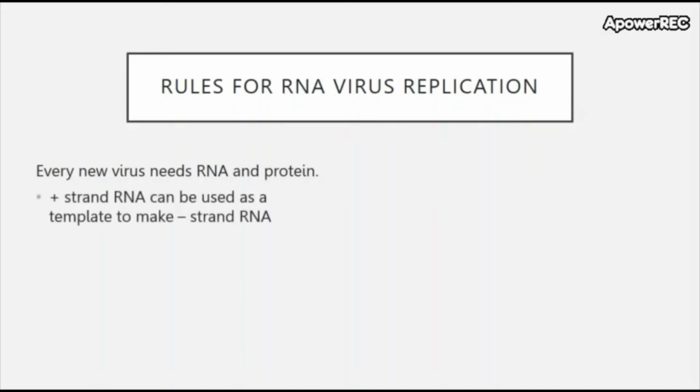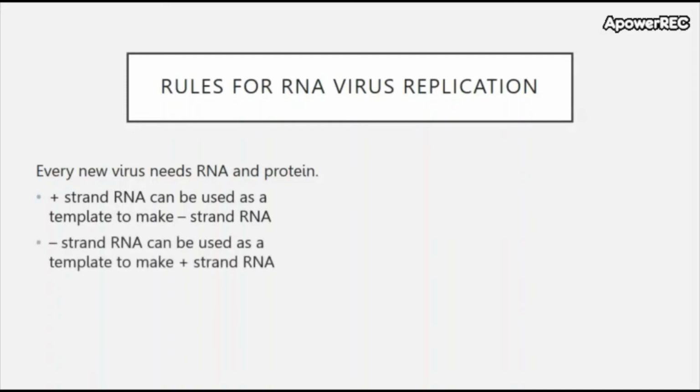For positive stranded RNA viruses, their positive strand of RNA can be directly used to make proteins. If you need to make more copies of the positive strand, you can only make the opposite copy. So first, they have to make a copy of their positive strand into the negative strand, and then that can be read to write more positive strands of RNA.